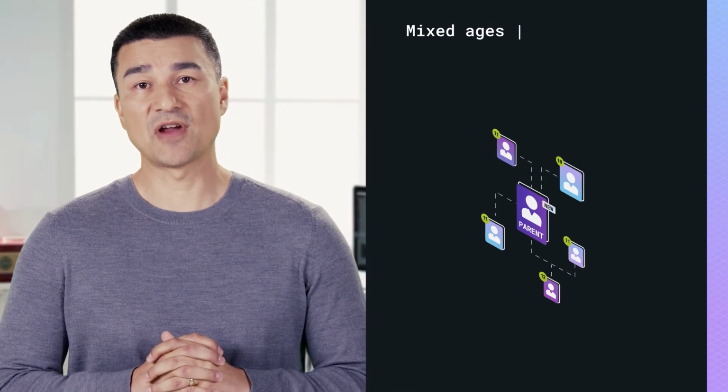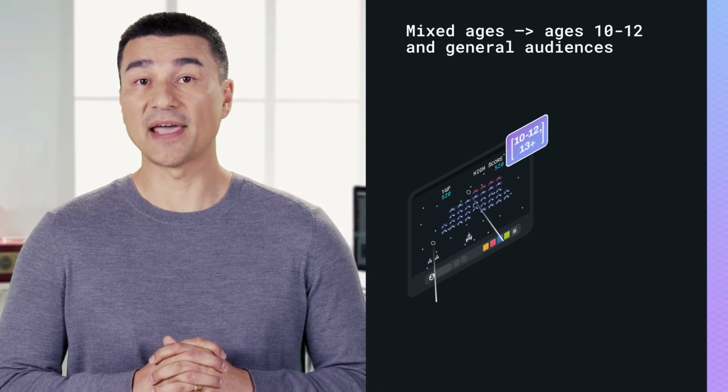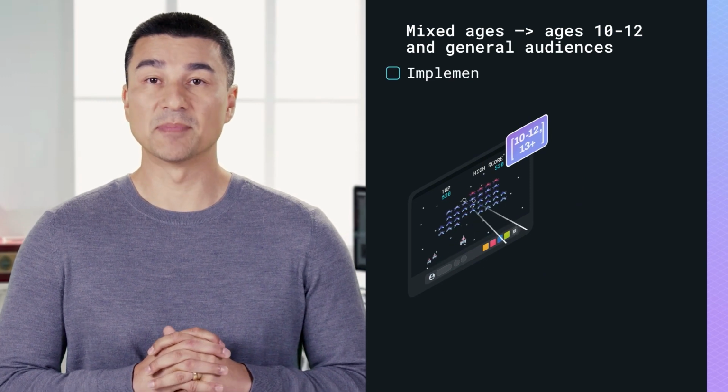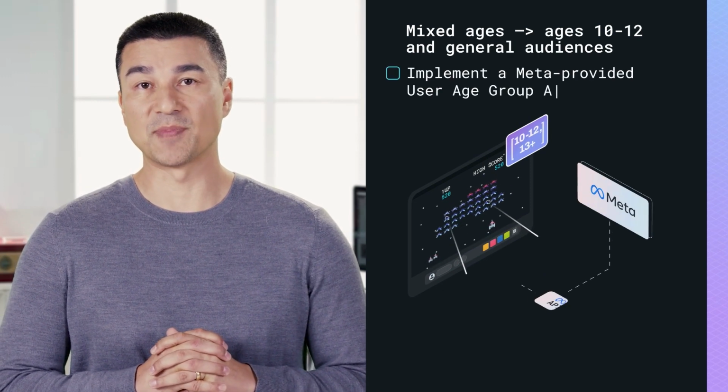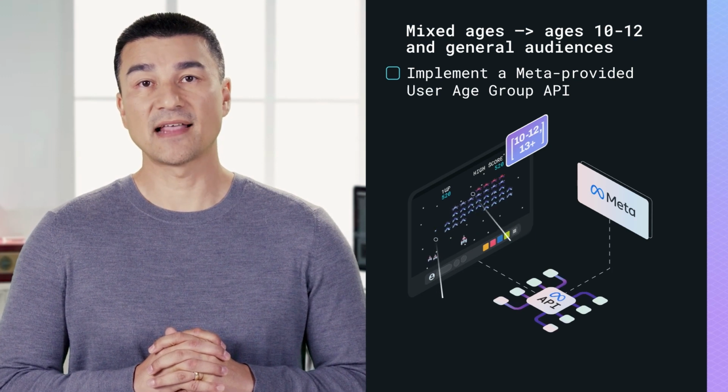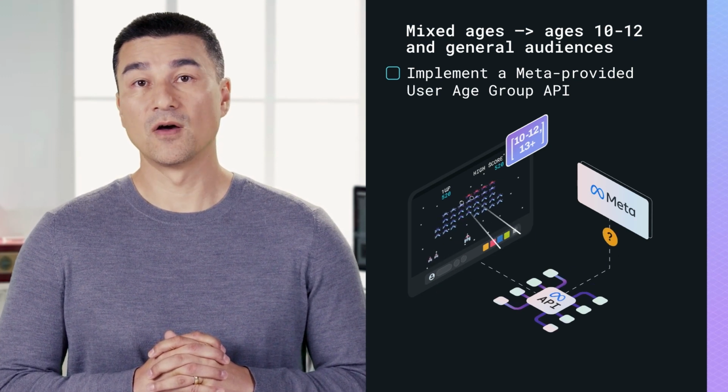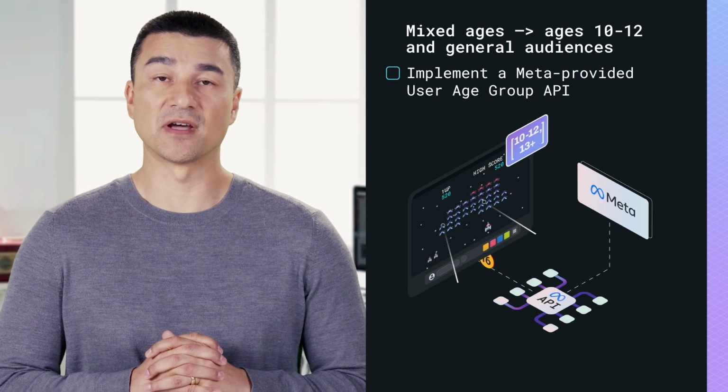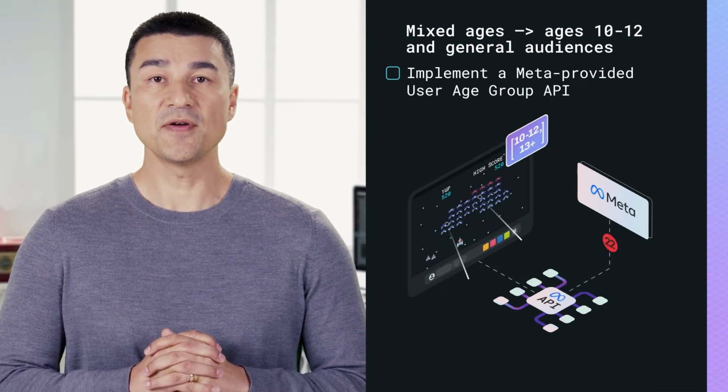If you self-certify that your app is intended for mixed ages, which includes both age groups as target audiences, you must implement one of the Meta-provided user age group APIs. These APIs allow you to either get user age from Meta or report user age back to Meta if you collect it yourself. If you don't know how to categorize your app, refer to the U.S. Federal Trade Commission's website for frequently asked questions on complying with COPPA and our age group self-certification and youth requirements documentation available in the Developer Center.